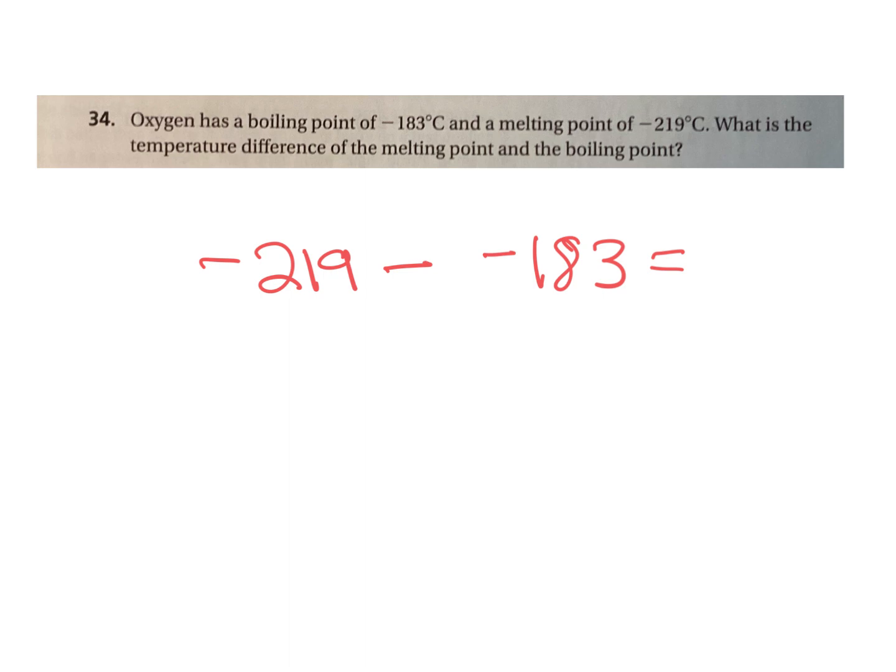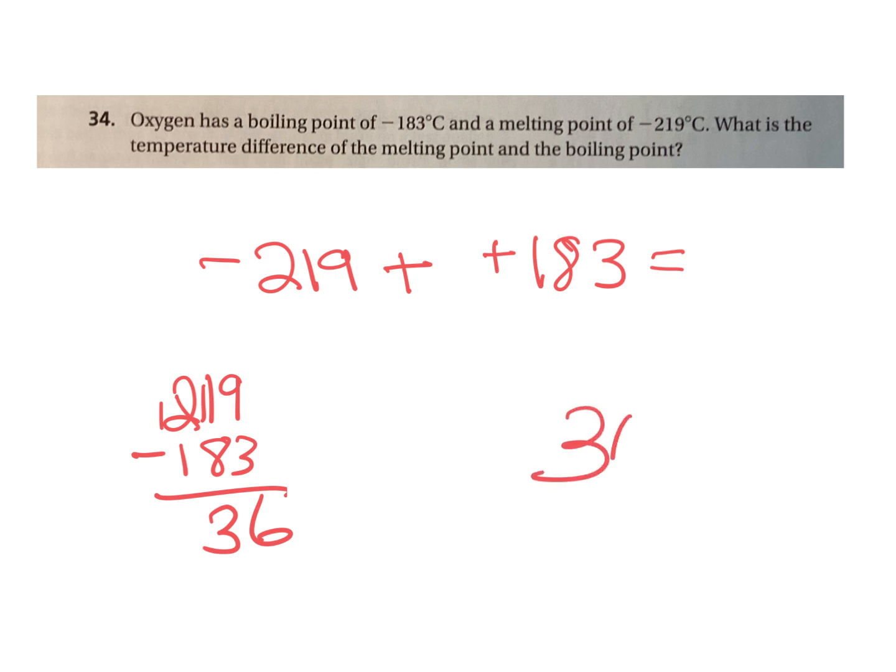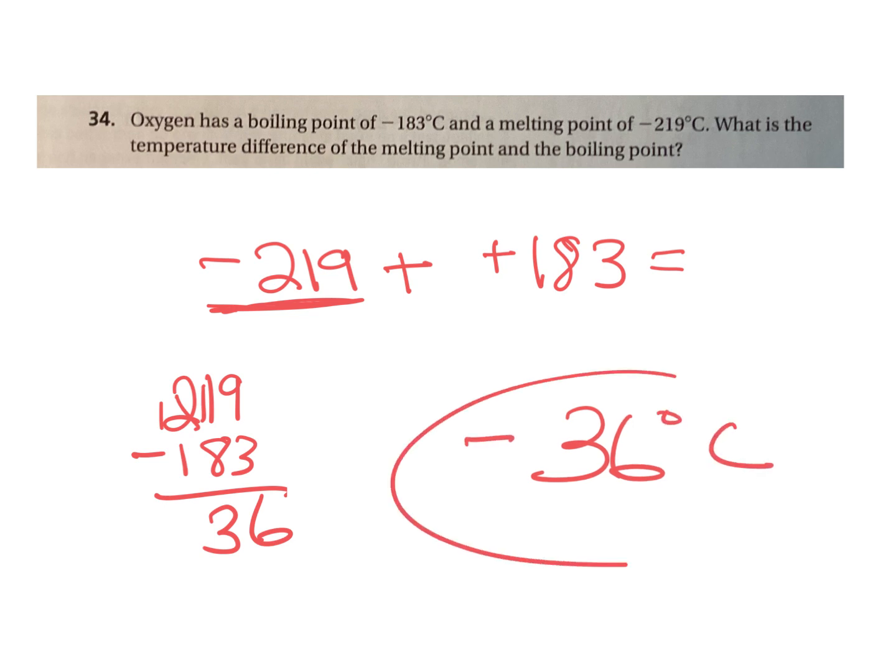Now I want to add the opposite. So I have a big negative and a positive. I take 219 and I take away 183. That gets me 6, and that gets me 3. So 36. And because the absolute value of this is bigger, then I know it's a negative 36 degrees Celsius.